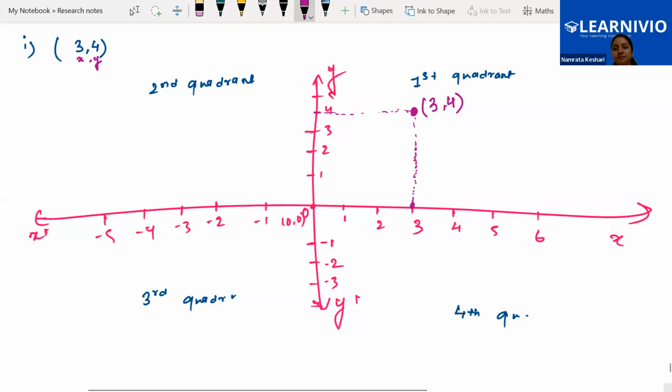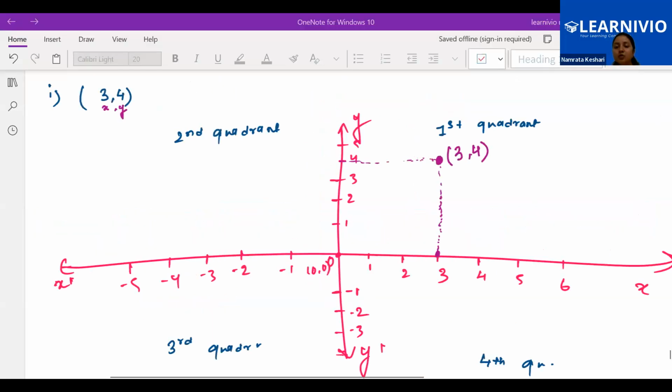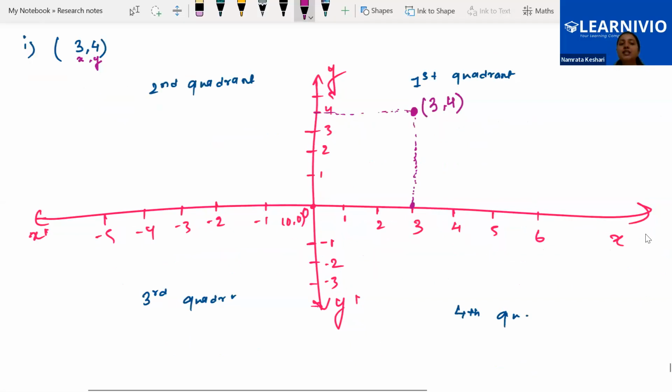Yes. My conclusion is, if x is a positive number, 3, 4, 5, 6, 20, 30, whatever, and y is also a positive number, can we say the point will always lie in the first quadrant? Yes. If it is in the form (a, b), where a and b both are positive, then it will always lie in the first quadrant.